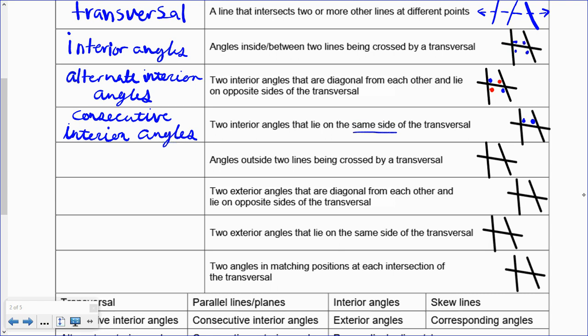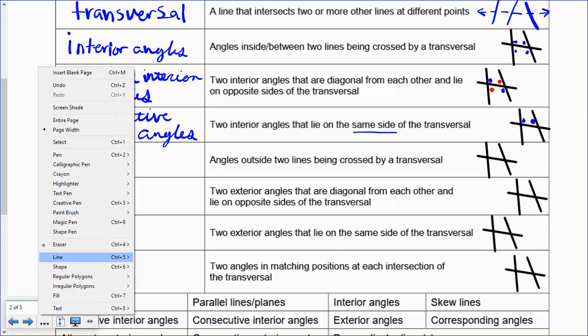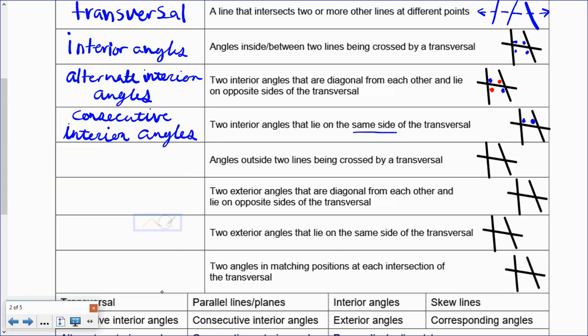They're following each other. So you have one pair right there, then you're going to pick a different color. We have another pair right there. You guys see that? Yes. So you have your alternate ones, which are one above, one below, and you have your consecutive, which are on the same side.